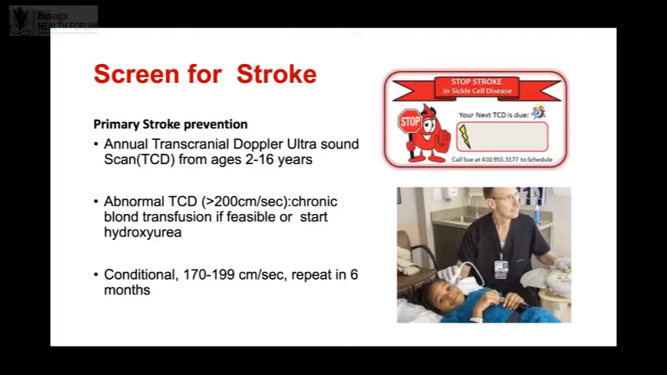So the guideline is that all children between the ages of 2 and 16 years should have at least one TCD scan every year. If it is normal, you repeat it after a year. If it is conditional, that is between 170 and 199 centimeters per second, you repeat it in 6 months. If it is abnormal, you must act. The guideline is to put this child on a chronic transfusion program, if possible. That means giving this child blood every 3 to 8 weeks to maintain their hemoglobin S level below 30%. Or what is feasible really in Uganda is to start hydroxyurea, as we shall explain later.